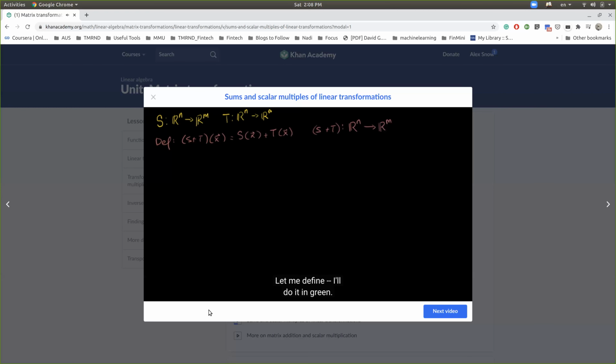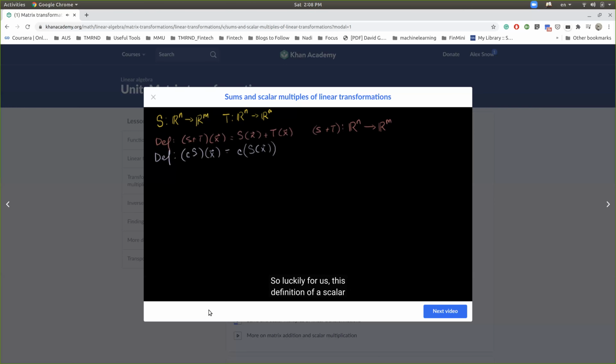Now, let me make another definition. I'm going to define a scalar multiple of a transformation. So I'm going to define, let's say c, where c is just any real number, c times the transformation S of some vector x. I'm going to say that this is equal to c times the transformation of x. And similarly, the transformation of x obviously is going to be in Rm.